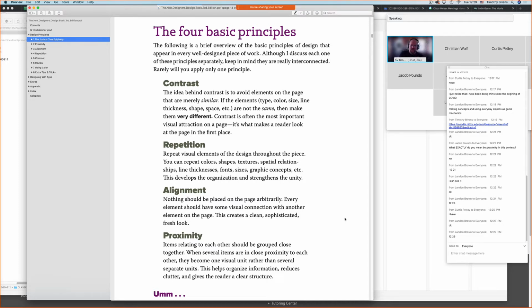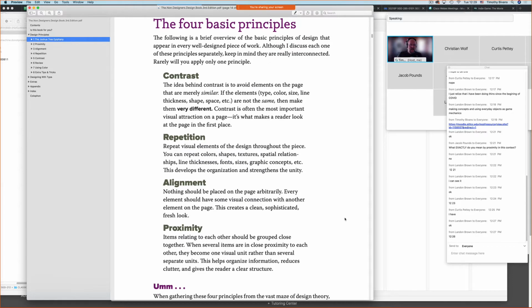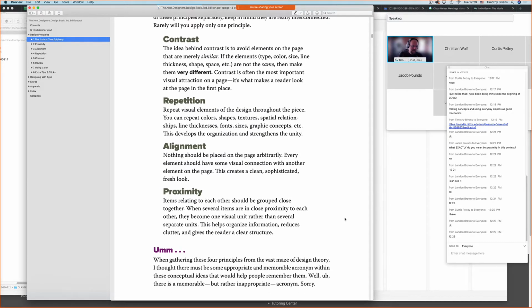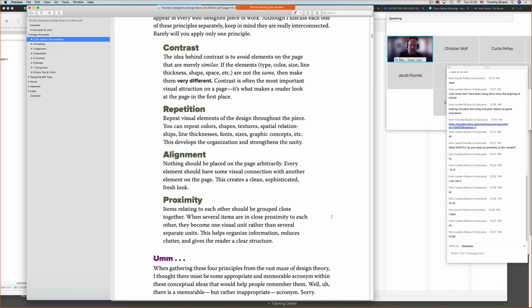So what you can see is that these four ideas create a very memorable acronym. Anybody tell me what that is? What's the acronym there?